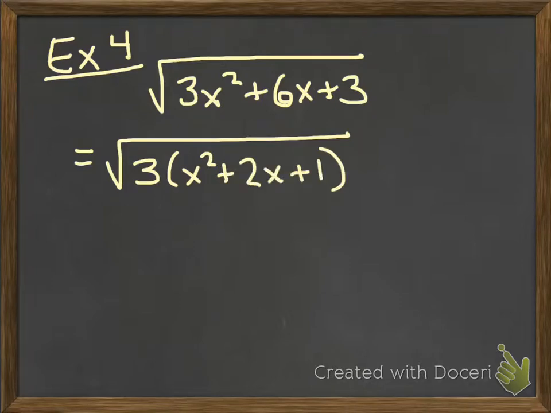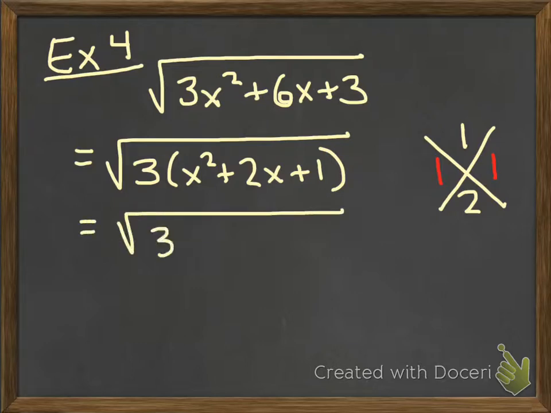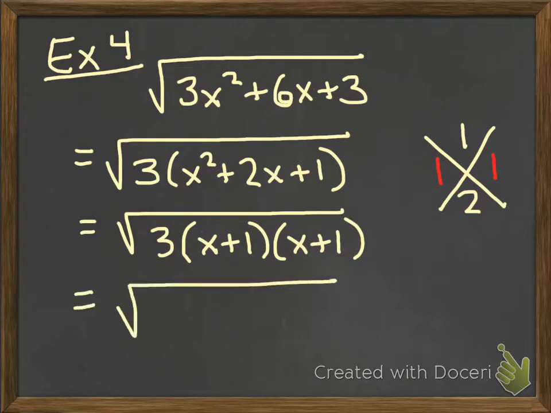Okay, now we have 3 terms, so we do a diamond. 1 is on the top, 2 is on the bottom. The 2 numbers that multiply to 1 and add up to 2 are 1 and 1. So now we have square root of 3 times (x plus 1)(x plus 1). We can also write that as 3 times the quantity x plus 1 squared.